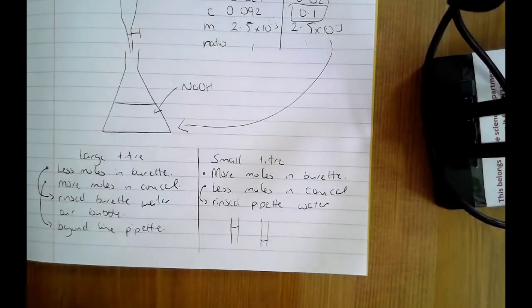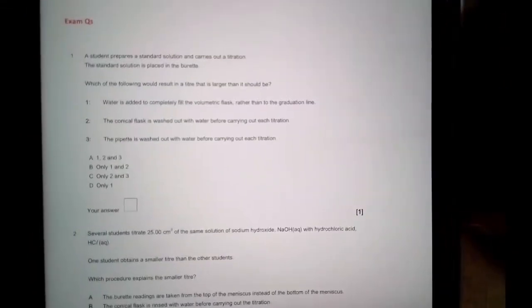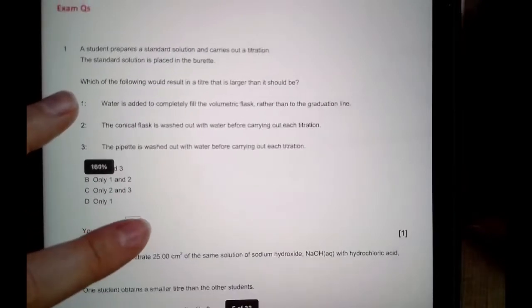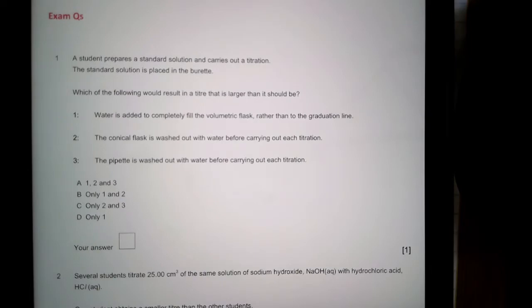There are 2 multiple choice questions on this that came up, which we have done in class, but I guess just have a look at that first one. Press pause, have a look at what you think it might be. And then press play when you're ready to see the answer. Okay, so the answer is D.